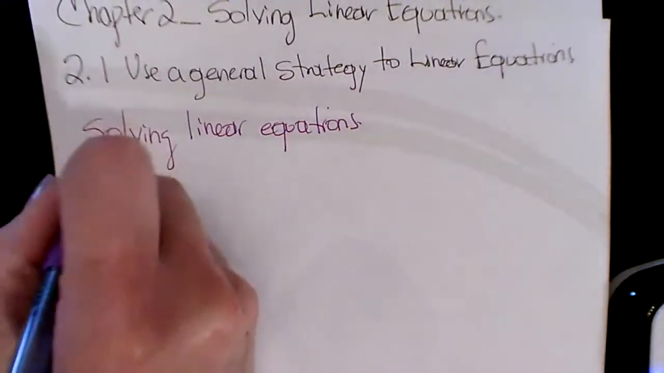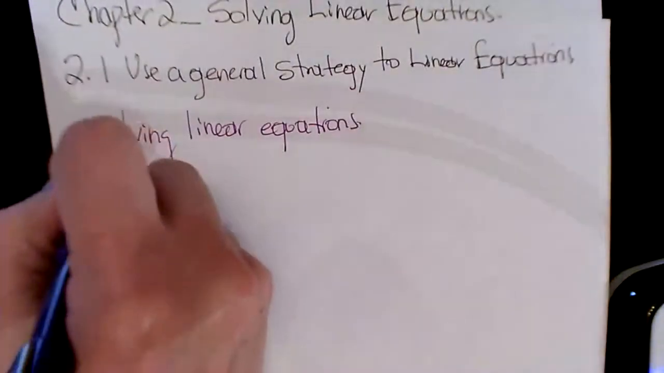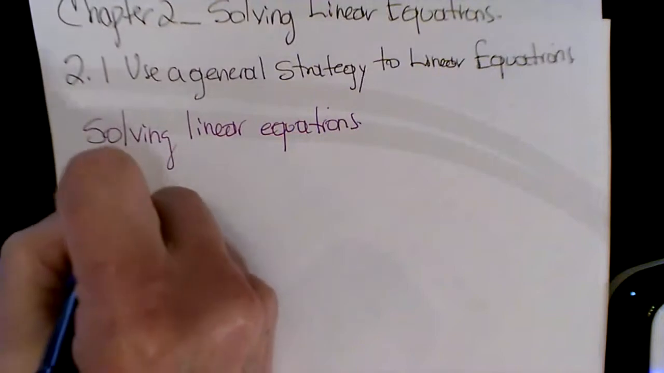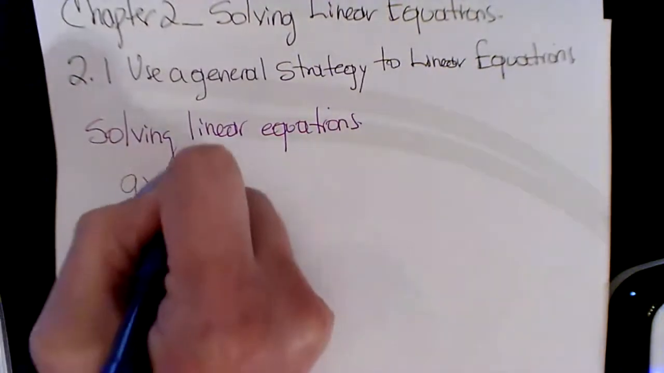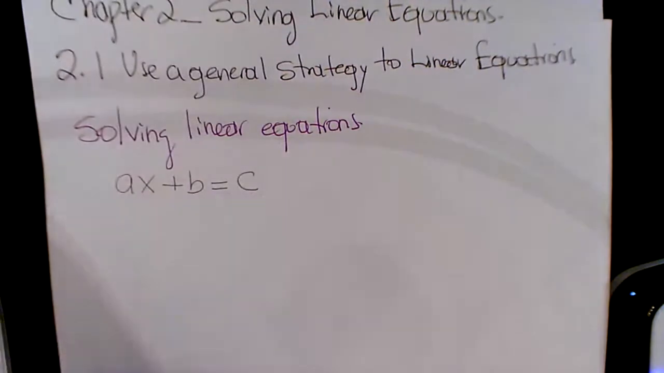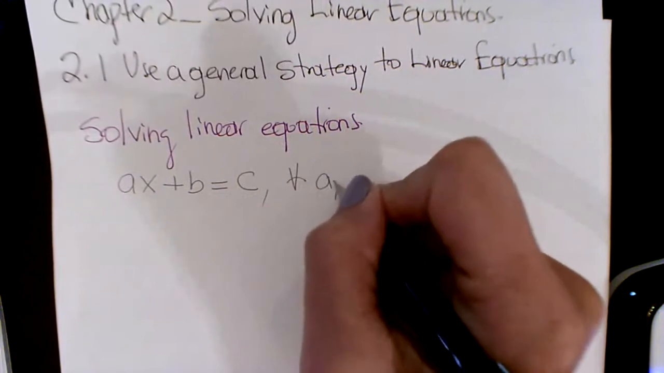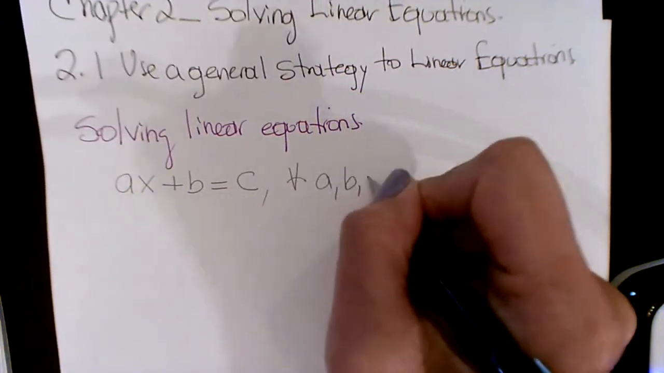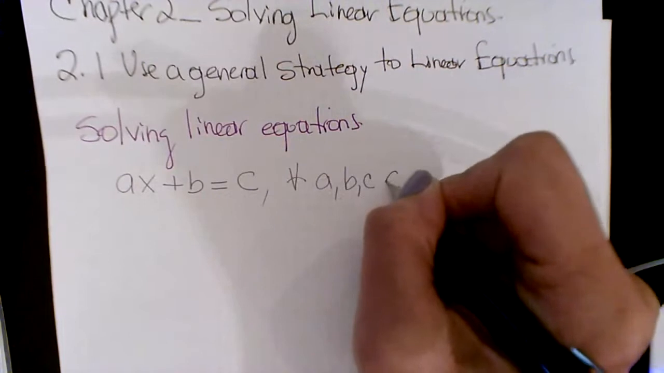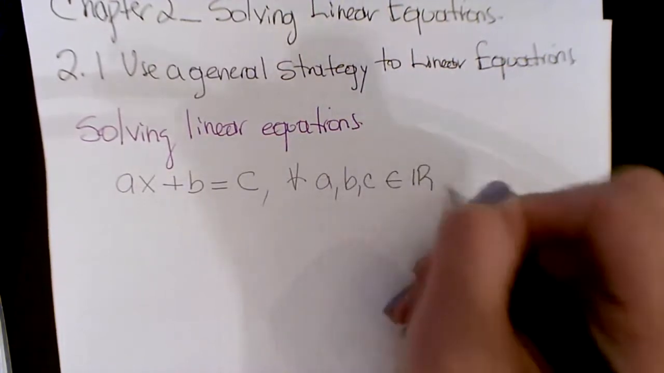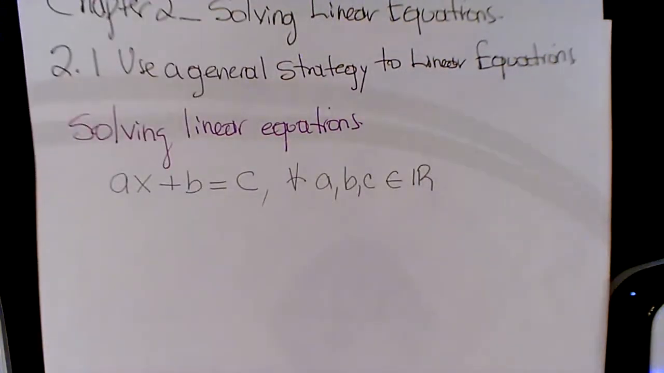First, we're going to start with an equation of this form: ax plus b is equal to c, where a, b, and c are elements of the real numbers. And we're going to be using the field properties of algebra that we started in the last video to justify all of the steps we made.